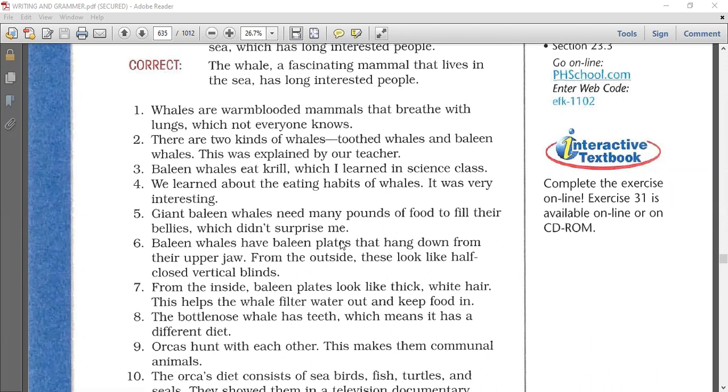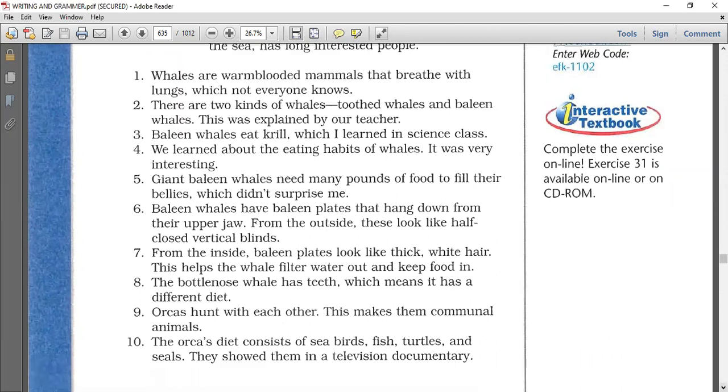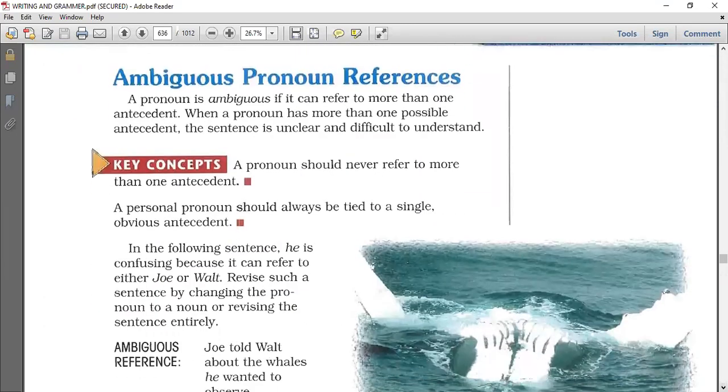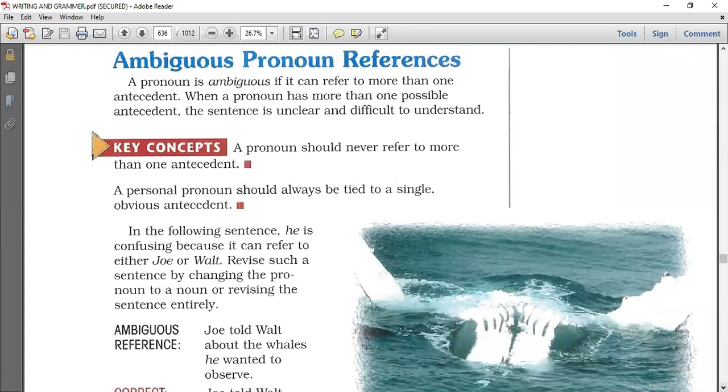In your three answers, you deleted or eliminated the pronoun, and this is one way of correcting it. Thank you very much. Let's move on to the next point, which is ambiguous. Ambiguous means not understandable. It's hard to understand. A pronoun is ambiguous if it can refer to more than one antecedent. Again, a pronoun is ambiguous if it can refer to more than one antecedent.